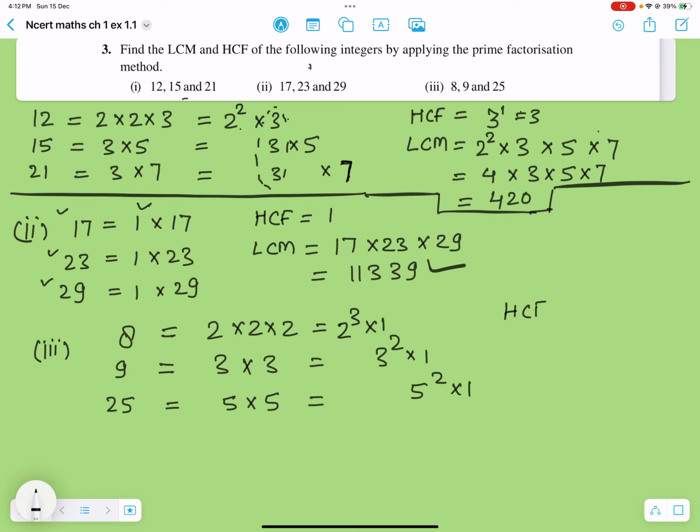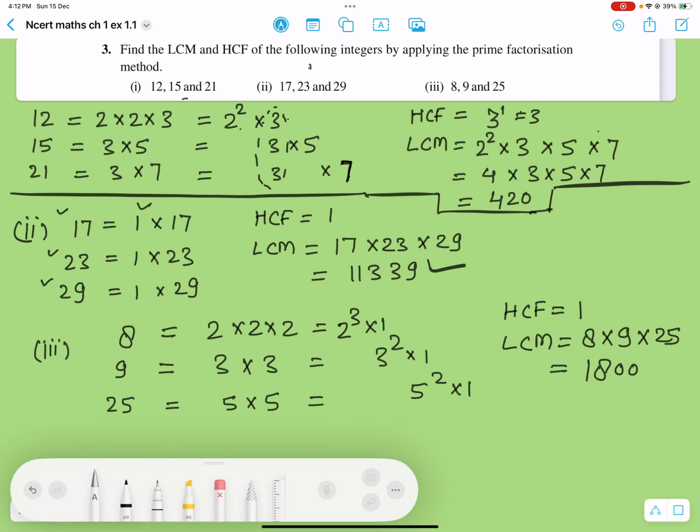So HCF will be 1 and LCM will be 8 multiply 9 multiply 25. So that's your LCM, and that LCM will become 1800.